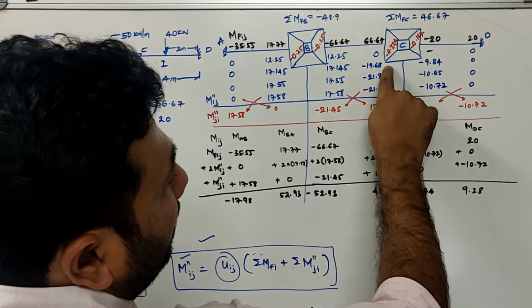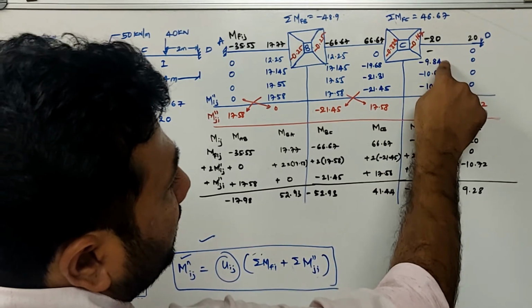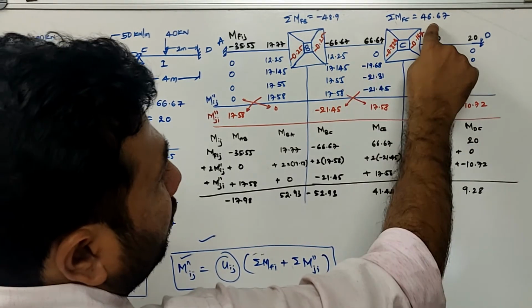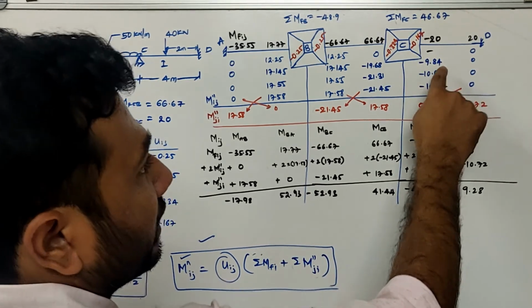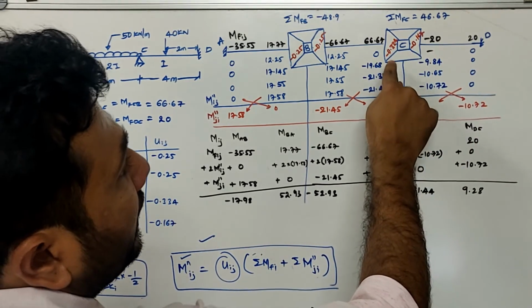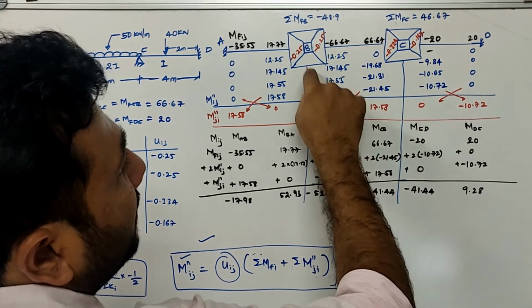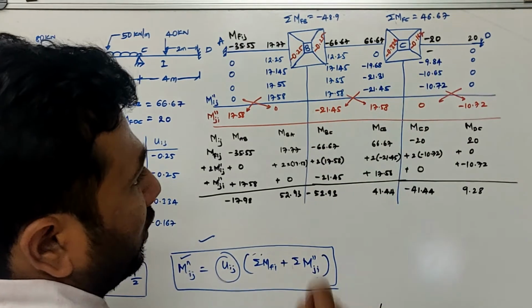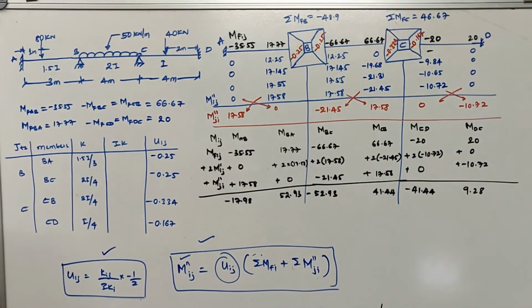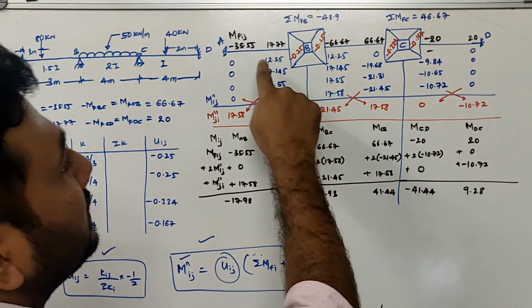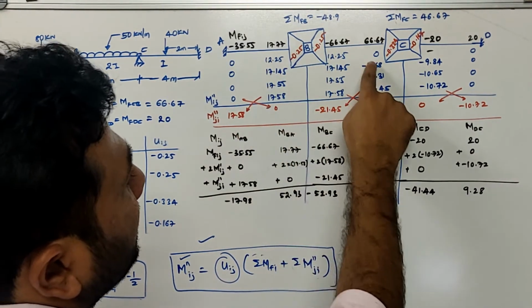In the next step, when I am calculating for this, I'll take 12.25 plus 44.67 multiplied by minus 0.167, and I'll write the value over here. So this will give me the M double dash CB value and M double dash CD value, which are the rotation moments at CB and CD. Now this completes the first iteration.